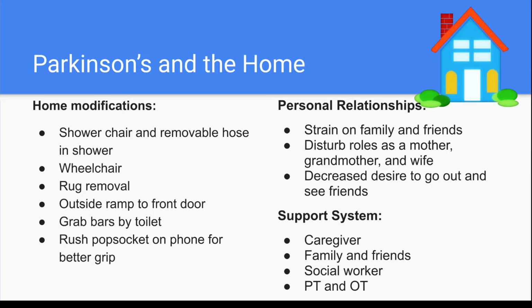Personal relationships have been strained with her family and with her friends due to her irritable attitude, and this has disturbed her roles as a mother, a grandmother, and wife. She's also had a decreased desire to go out and see friends because she doesn't really like having the assistance to get around and wishes she could drive and ambulate by herself. Although she has a strain on her family and friends' relationships, she has a very good support system with her caregiver who comes over every day. Her family and friends are still supportive, as are her social worker, and her PT and OT.